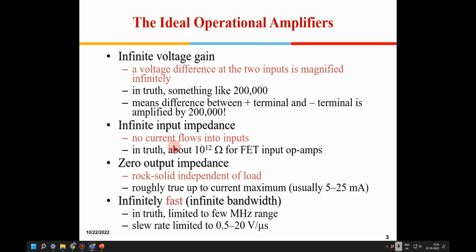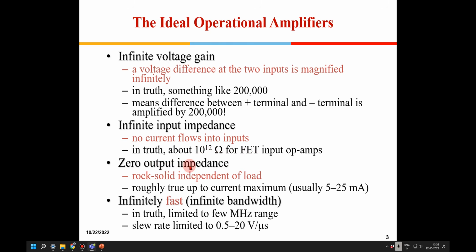Then it should have infinite input impedance. That means no current should flow into the inputs. Even for our differential amplifiers, since we were giving the input to the gate of an FET, the impedance was very high, almost infinite, up to the order of 10 to the power of 12 for an FET.